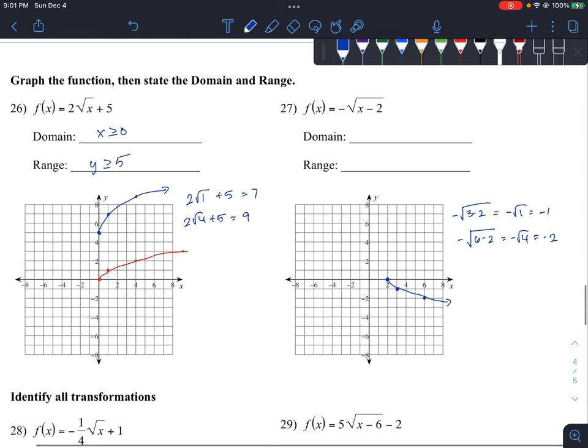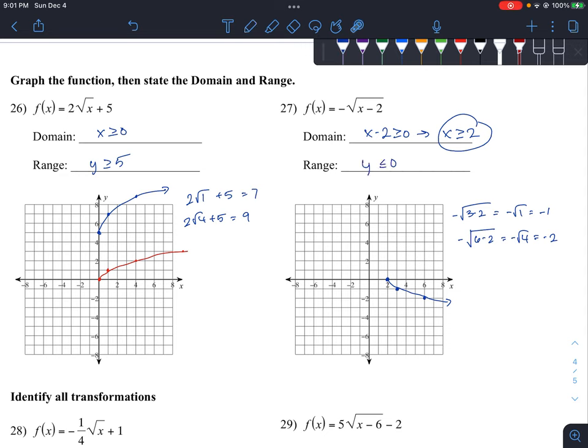So there's your graph. Domain, you can take the radicand, so x minus 2 is greater than or equal to 0, and x has to be greater than or equal to 2. The range looks like y is less than or equal to 0. You can kind of see that here, it's just less than that.